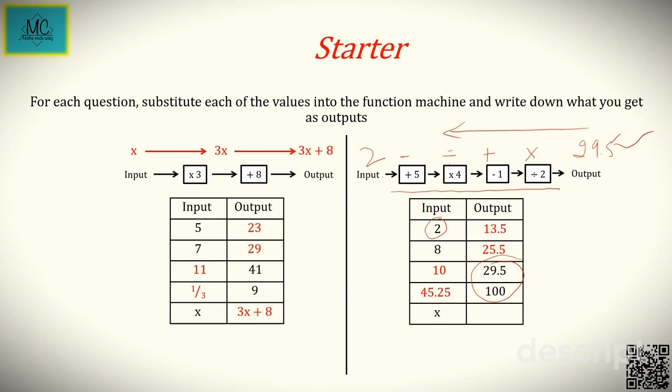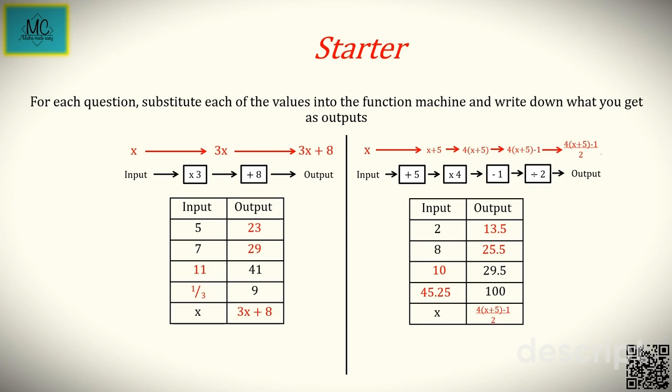Now here comes the hard part, where x is given as an input. What are we supposed to do? We put x as an input, plus 5, times it by 4. When we are timesing it by 4, we are not multiplying just one term because these are two different values. So I have to put them in a bracket and keep the 4 outside, which is going to multiply these two values, minus 1. And then the whole expression is going to be divided by 2. And that will be my output here.